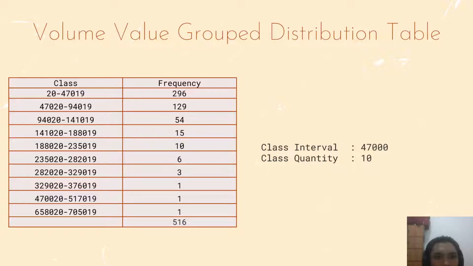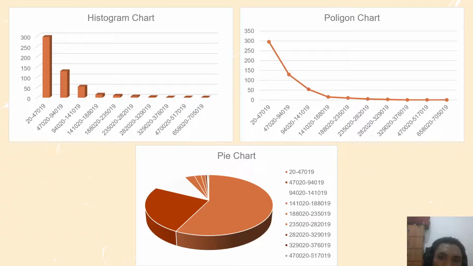Next is the fallen value group distribution table, which has a class interval of 47,000, and there are 10 classes in this value. And the same as before, I also provide the charts for the group distribution table, which are the histogram chart, polygon, and pie chart.